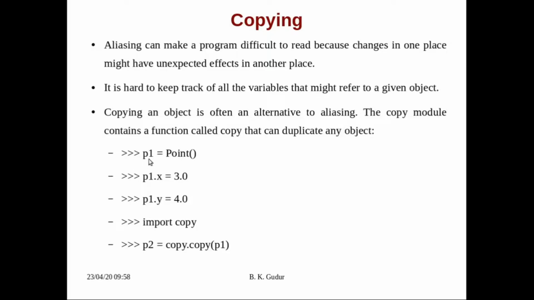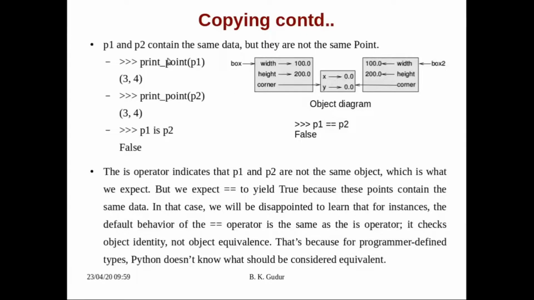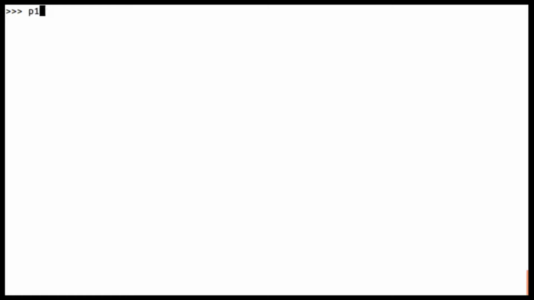For example, p1 is equal to Point, which creates a point, and let me initialize p1.x equal to 3.0 and p1.y equal to 4.0. To use the copy function, we should import the module copy. Say import copy, later p2 is equal to copy.copy of p1. This is a function in this module. Copy.copy p1 means it will copy p1 to p2. After the copying, p1 and p2 contain the same data. Print p1: 3 and 4, print p2: 3 and 4. We will execute this and see. Say p1 is equal to Point.